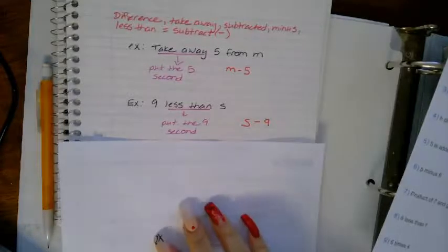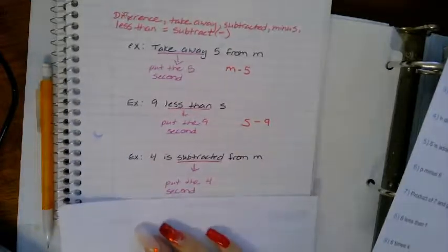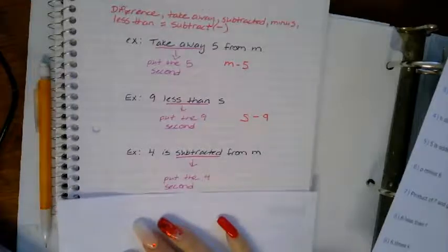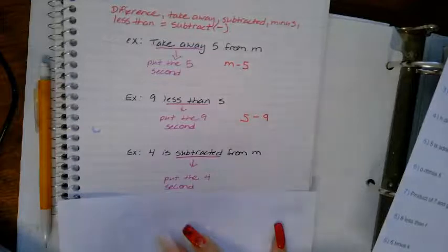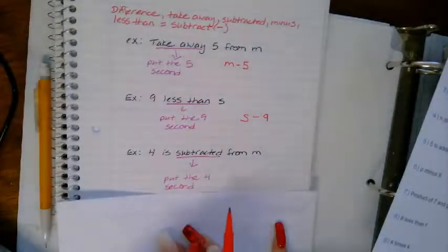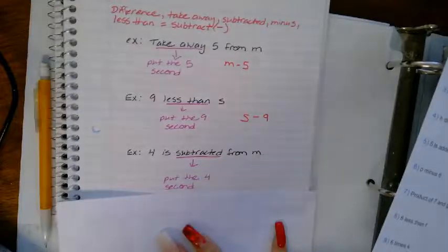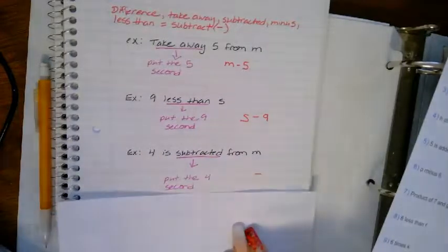Alright, let's look at this one. 4 is subtracted from m. So again, it's one of our minus words up there, right? We know we're going to subtract. And remember, when you see any of those words, we're going to put our number second, right? So what would that look like? 4 is subtracted from m. We know we're doing subtraction, so I'm going to write that down.